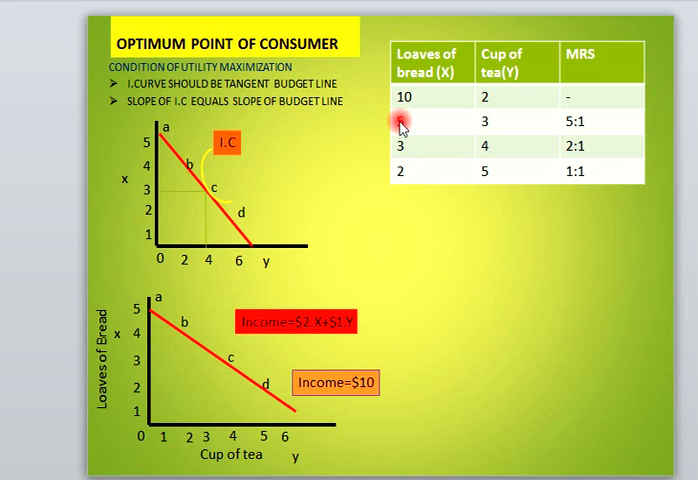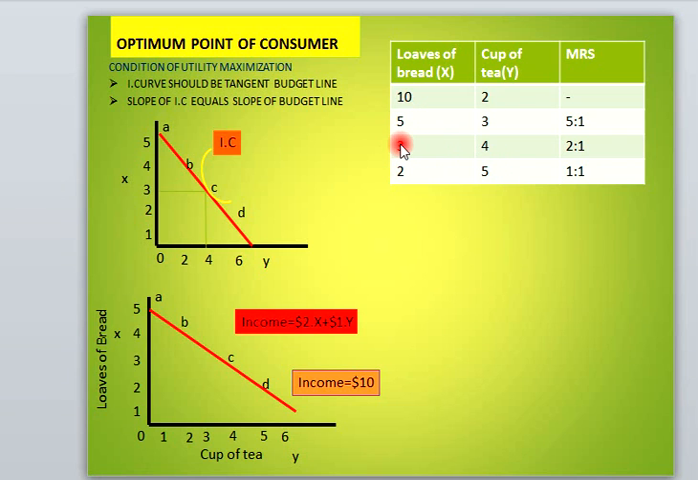Even look at this one, five loaves of bread. That will be 5 times 2, that is $10. Then to buy three cups of tea, 1 times 3, that's $3. That will give you $13. You need $13 to get this combination, so you cannot get this combination based on the income, which is $10.